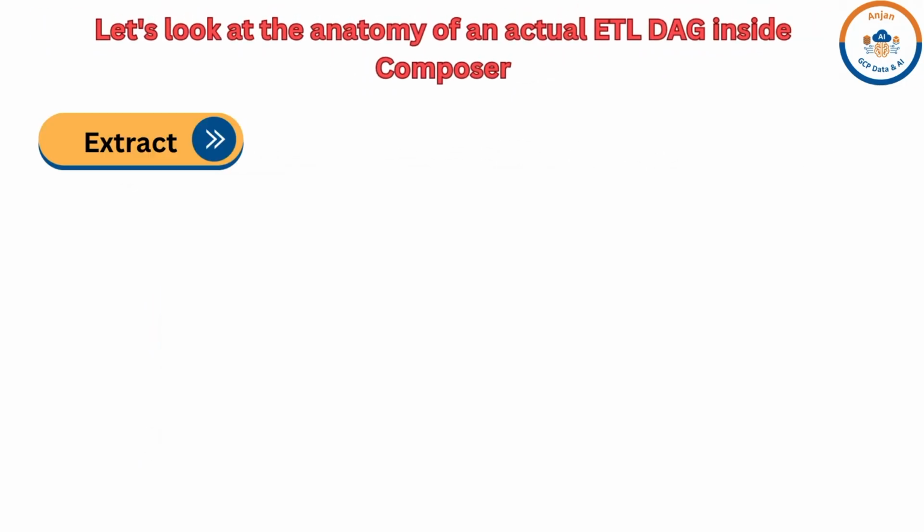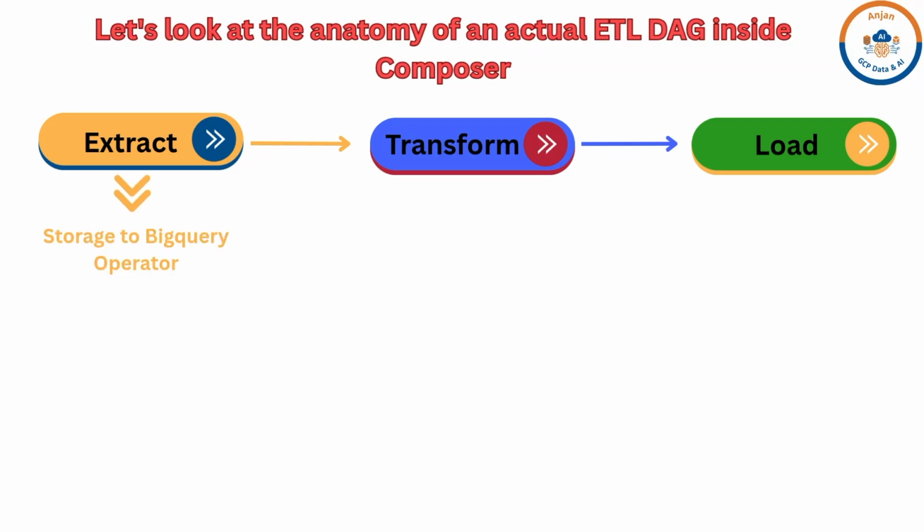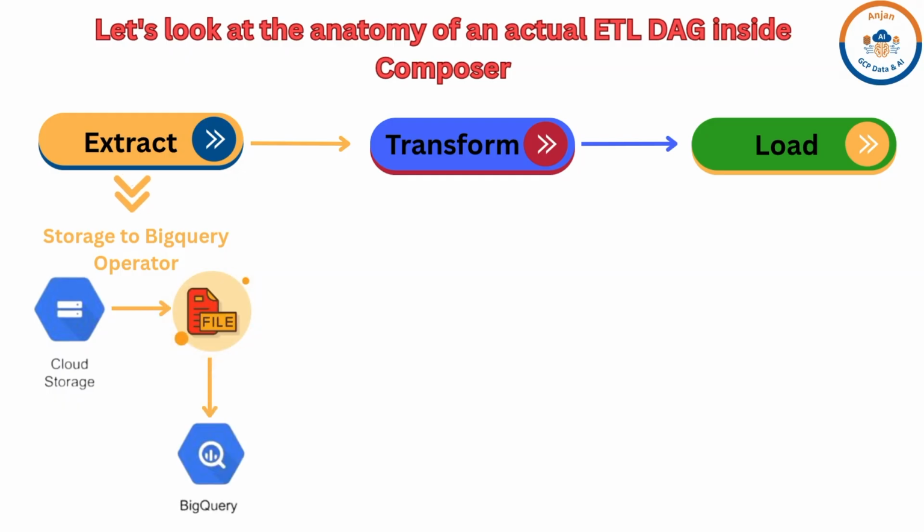Let's look at the anatomy of an actual ETL DAG inside Composer. A DAG is composed of tasks which are defined by operators. We are just taking an example here. Extraction might involve the Google Cloud Storage to BigQuery operator, which pulls data files into your warehouse.